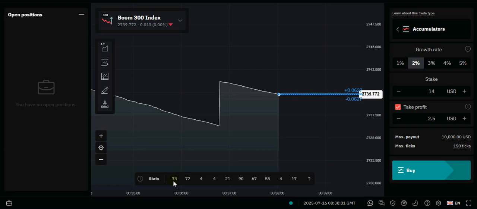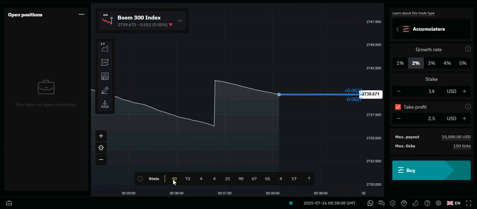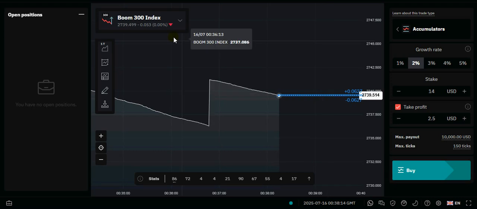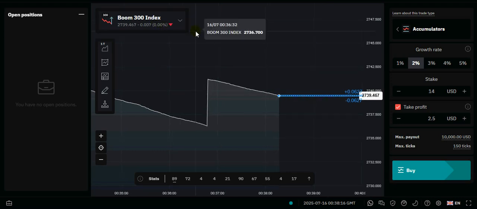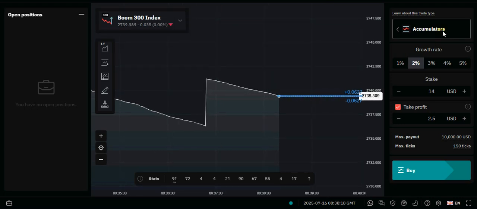You can see it's counting, it's counting. You have to keep watching. So once you log into your trading account, once it resets, it's going to start from zero. This is how this strategy works. Log in, go to Boom 300 Index. Then here the trade type is accumulator.